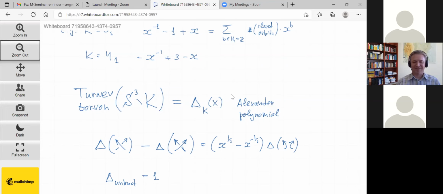Again, cutting some corners, not through original Turaev's construction, but rather through the Alexander polynomial. So Turaev torsion, if you haven't seen it before, is basically an analog of Alexander polynomial, but for closed three manifolds.